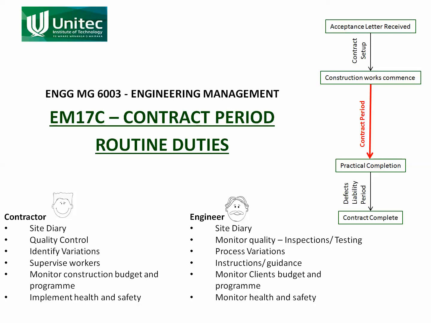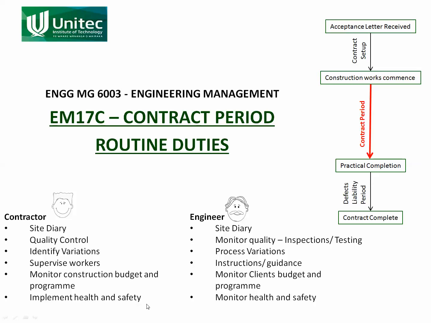The engineer is also monitoring a budget, but he's monitoring the client's budget. The client will have a budget that is different from the contractor's one, and once again the engineer is responsible for bringing the project in on that budget. So if there are any changes, he needs to be amending that budget. And once again they're both keeping an eye on that program. Is the project going to be coming in on time? And both are responsible for health and safety.